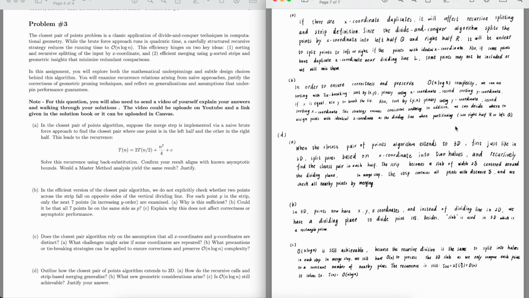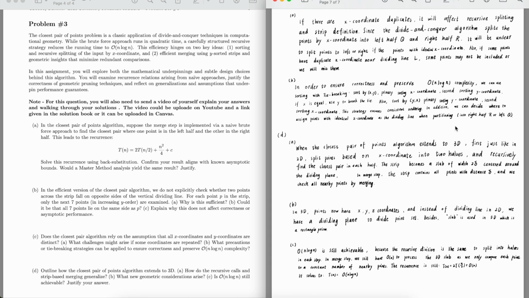And part B, what precautions or tie-breaking strategies can be applied to ensure correctness and preserve O of n log n complexity? In order to ensure correctness and preserve O of n log n complexity, we can use sorting with tie-breaking. Sort by xy: primary sort by x coordinate, secondary sort by y coordinate. If x is equal, use y to break the tie. Also sort by yx: primary sort by y coordinate, secondary sort by x coordinate. This strategy ensures consistent ordering. Also, we can decide where to assign points with identical x coordinates relative to the dividing line when partitioning.